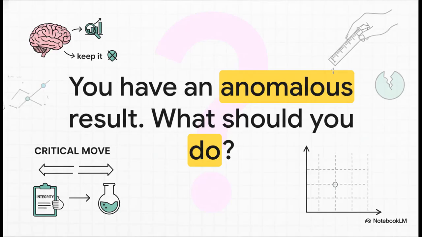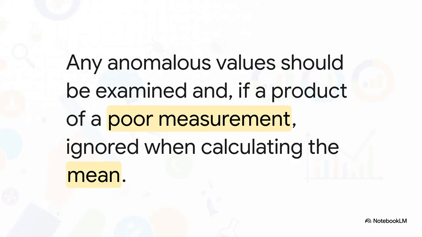So you found one. Now what? Do you keep it in your data? Do you pretend you didn't see it? Your next move here is absolutely critical for making sure your conclusion is a fair one. And the correct move is you ignore it when you're calculating your average or your mean. If you included that 28, it would pull your average way up and give you a misleading result. It was clearly a poor measurement, so we exclude it to keep our data accurate.